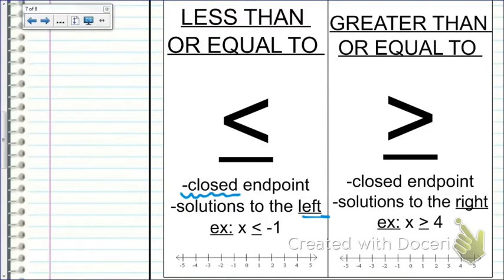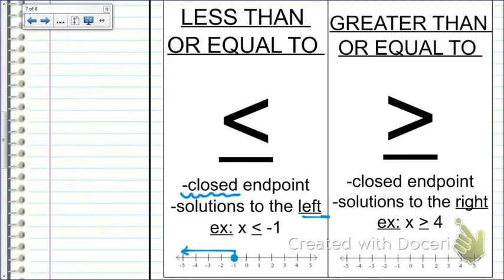Because it's less than, all the solutions go to the left. So on the number line, for the example, x less than or equal to -1, I put a closed endpoint at -1. And all the numbers that are less than -1 are going to the left. So I draw an arrow to the left.